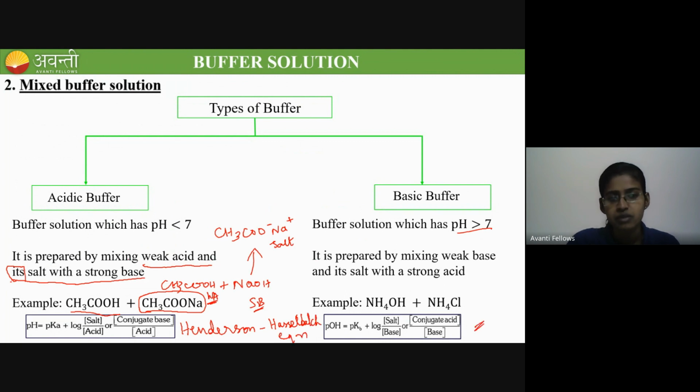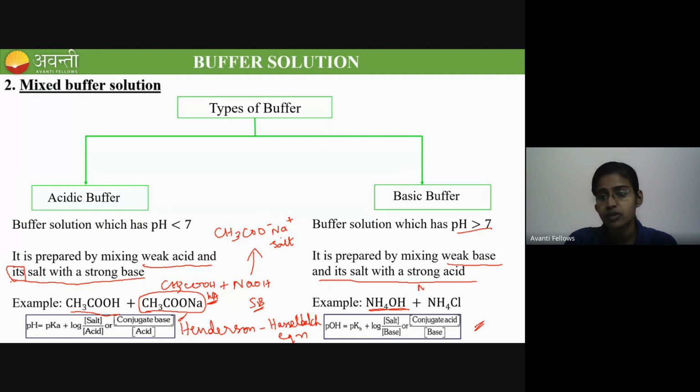So basic buffer equation, acidic buffer equation. These two equations are called the Henderson-Hasselbalch equation, which are used to find out the pH and pOH of an acidic buffer and a basic buffer. A basic buffer is prepared by mixing a weak base and its salt with a strong acid. Ammonium hydroxide is a weak base, and its salt is with the strong acid.